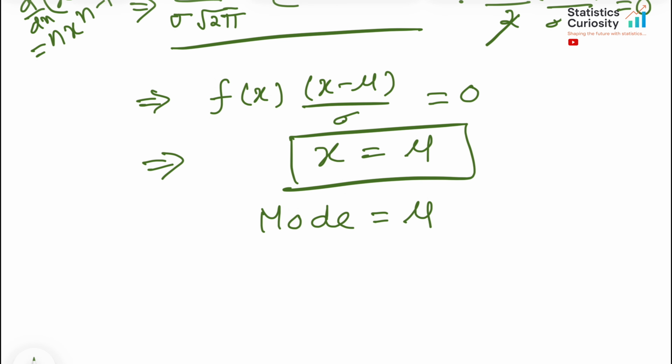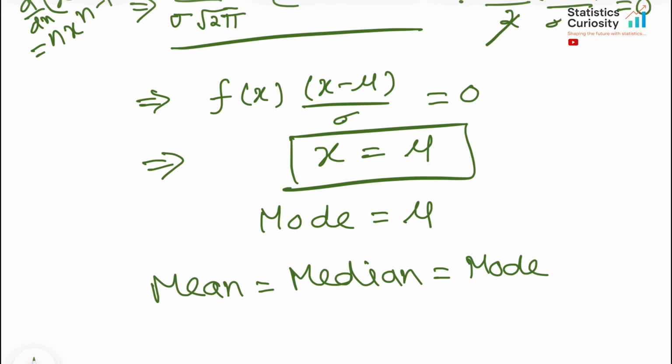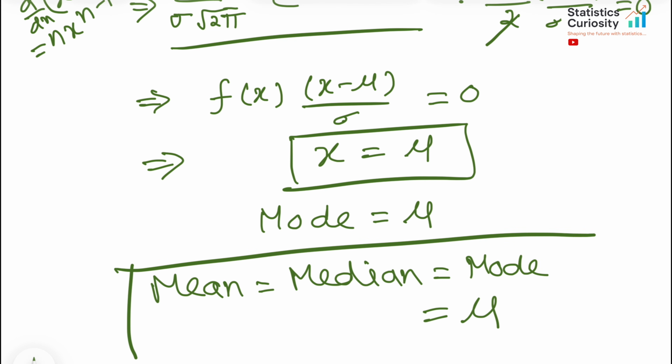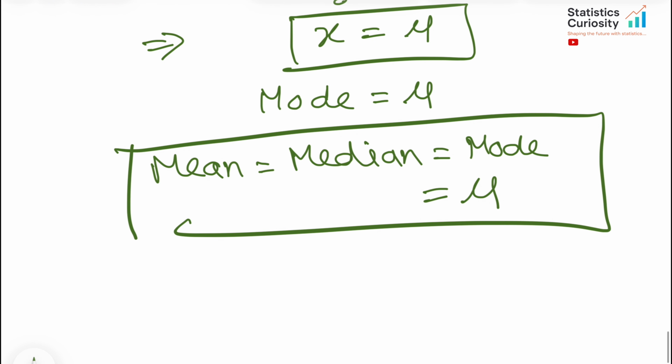So in this video, I hope you understand that the mean is equal to the median, which is equal to the mode of the normal distribution. All these three values are mu in the normal distribution. I hope you understood the derivations very well.